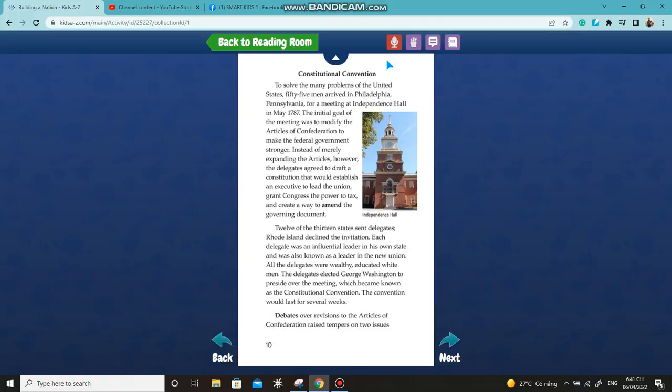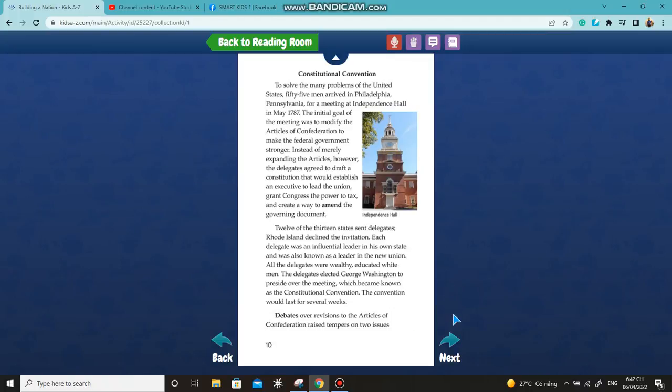12 out of 13 states sent delegates. Rhode Island declined the invitation. Each delegate was an influential leader in his own state and was also known as a leader in the new Union. All the delegates were wealthy, educated white men. The delegates elected George Washington to preside over the meeting, which became known as the Constitutional Convention. The convention would last for several weeks.